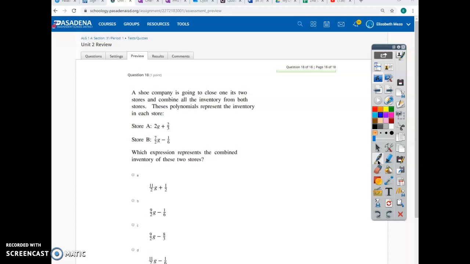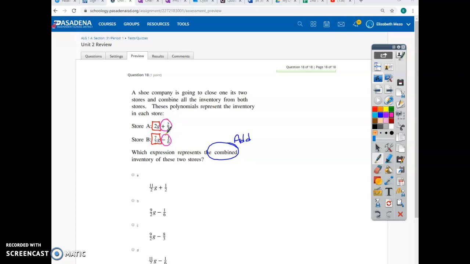Este problema estuvo en la última prueba que hicimos. How did you do it? How did you answer this question when it said to combine? What are you supposed to do? You're supposed to add, combine means to add, the things that look alike. The things that look alike. So this one, the 2G, goes with this one. So you add them. And then this one goes with this one, and you add them.